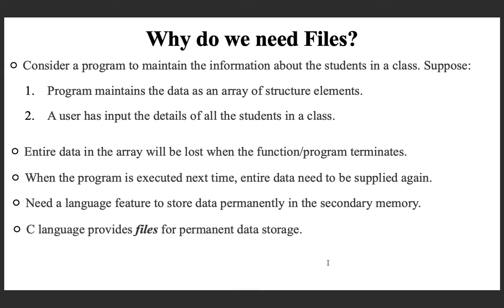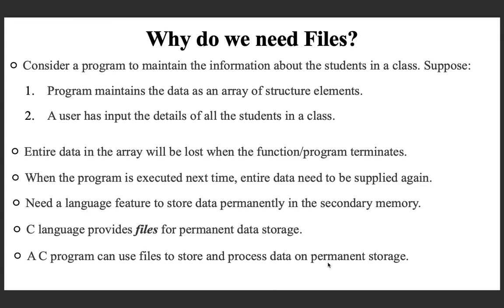And C provides a language construct known as file for permanent data storage. And a C program can use files to store and process data on permanent storage. So what we saw is that when we need a program which needs to maintain a large amount of data which can be entered once and processed whenever you execute your program, then you need to store that data permanently on the computer memory, which is called the secondary memory of the computer. And in that case, you must use what are called files. And now we are going to see an example program which creates a file and writes a text data into it.